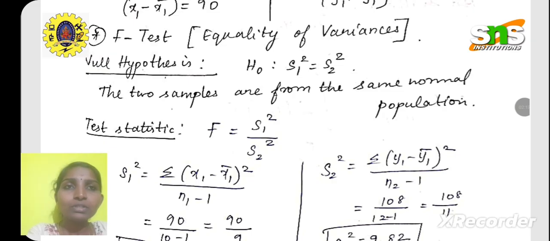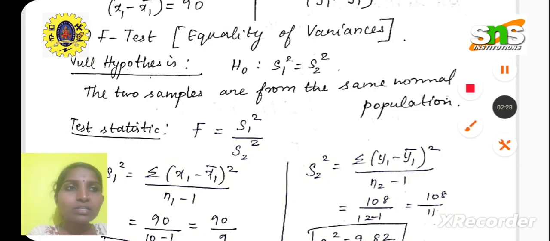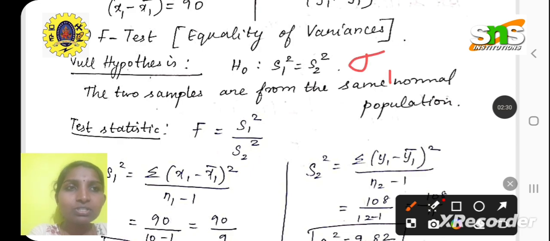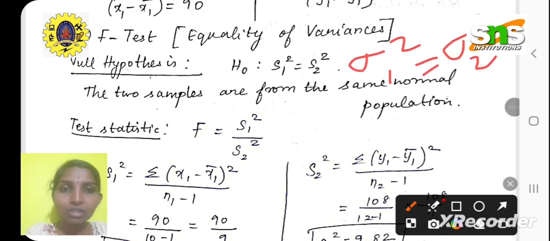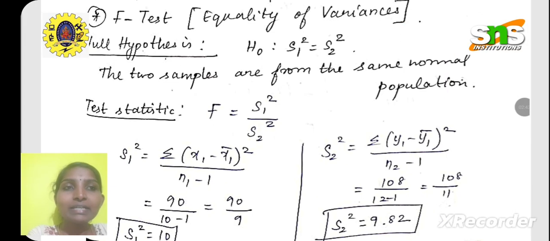Firstly, we will go on with the equality of variances. We will check the variances using the F-test. The null hypothesis H naught is that S1 squared is equal to S2 squared. Here we can write it as sigma 1 squared is equal to sigma 2 squared for the same population. Only for the population will we mention the null hypothesis. Since we don't have any alternative hypothesis here, we will now move on to the test statistic.